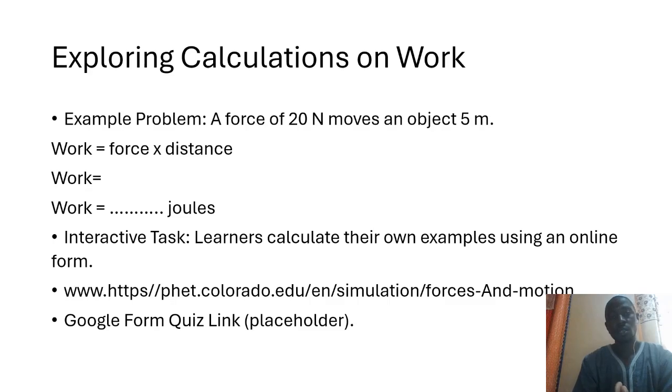Exploring calculations on work. Example, a force of 20 newtons moves an object 5 meters. As we've already stated, work is force times the distance. We already know the force given in the item is 20 newtons, and the distance or the displacement caused on the body is 5 meters. So we can simply substitute in the formula and we get the answer in joules. So please send your answers or your feedback in the discussion forum. Learners can share their own examples using the online platform and share them on the digital platform.